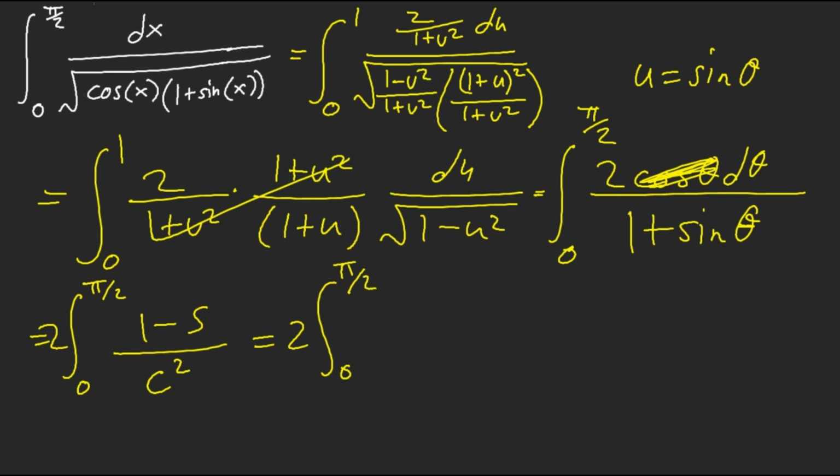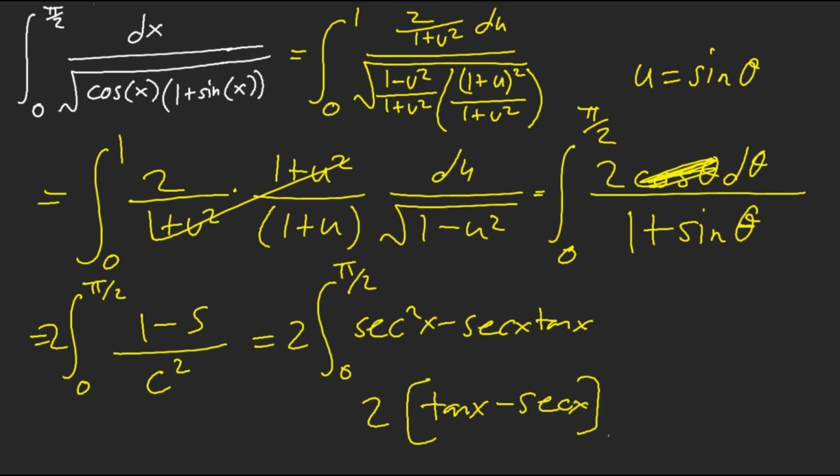This is now secant squared of x minus secant x tangent x. This is now 2 tan x minus secant x, from 0 to pi over 2. What do you do? I nearly scared you guys, but this is actually okay. You could actually rewrite this as cosine of x over sine of x minus 1. Okay? Don't freak out, because now you just take it as a limit.